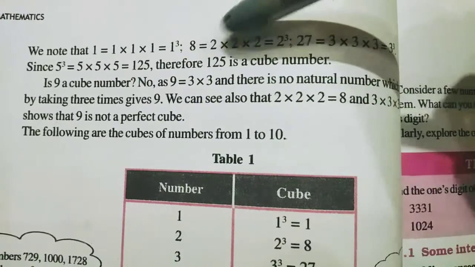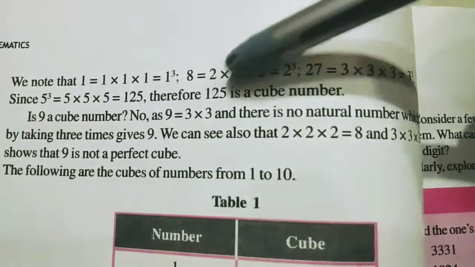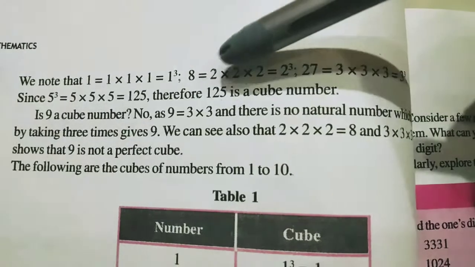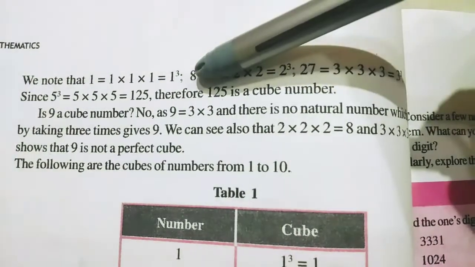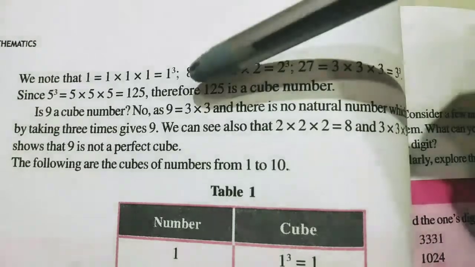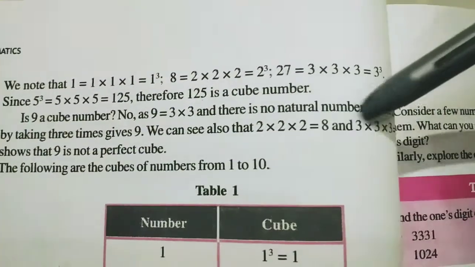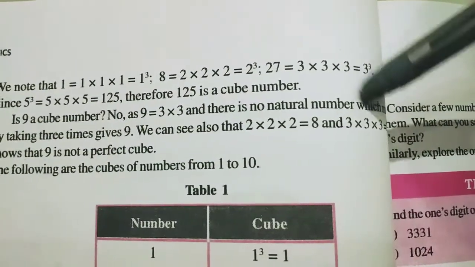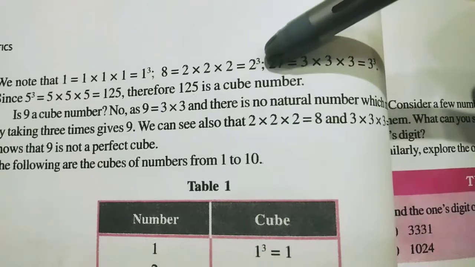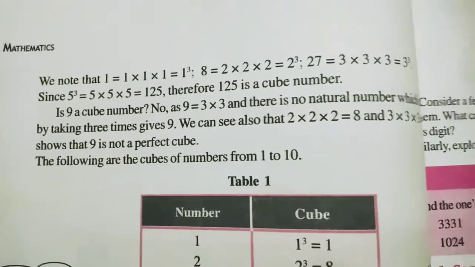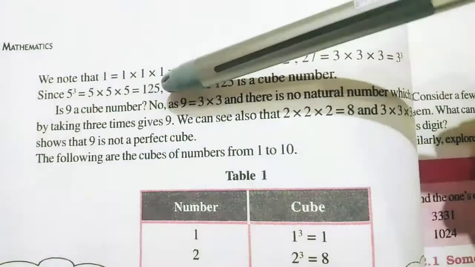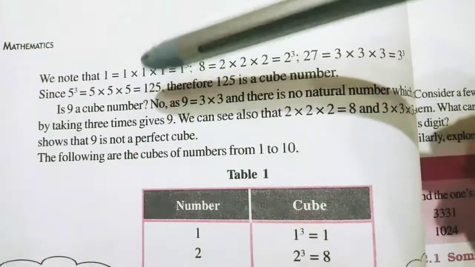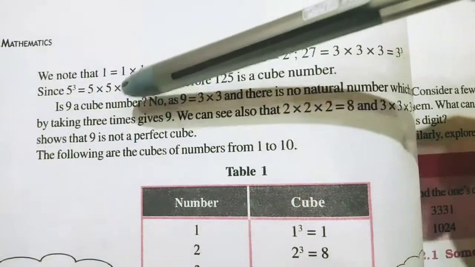So how does 8 come? When you multiply 2 three times: 2 into 2 into 2, that is 2 cube. 2 cube is 8. 2 twos are 4, 4 twos are 8. Then 3 cube is 3 into 3 into 3. 3 threes are 9, 9 threes are 27. In this way, all these are perfect cubes, these are cube numbers. 5 cube is 25, 125.